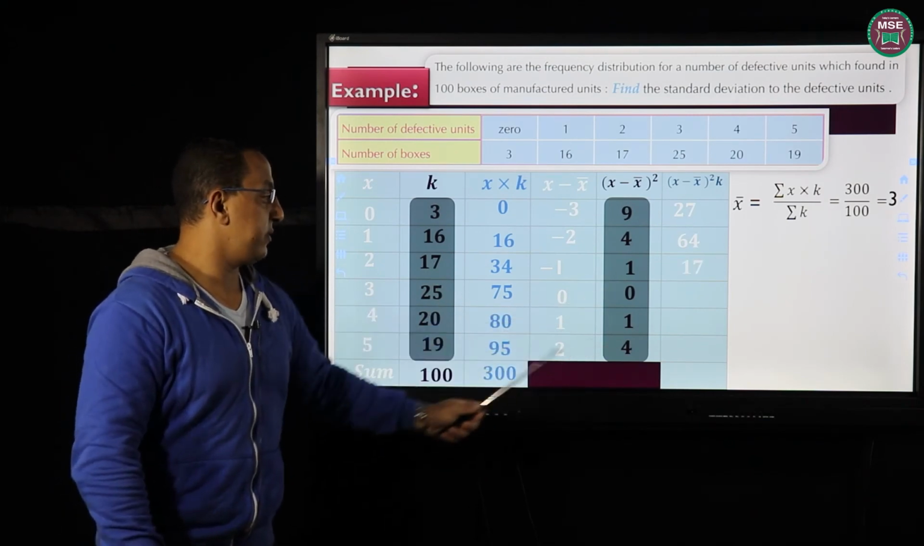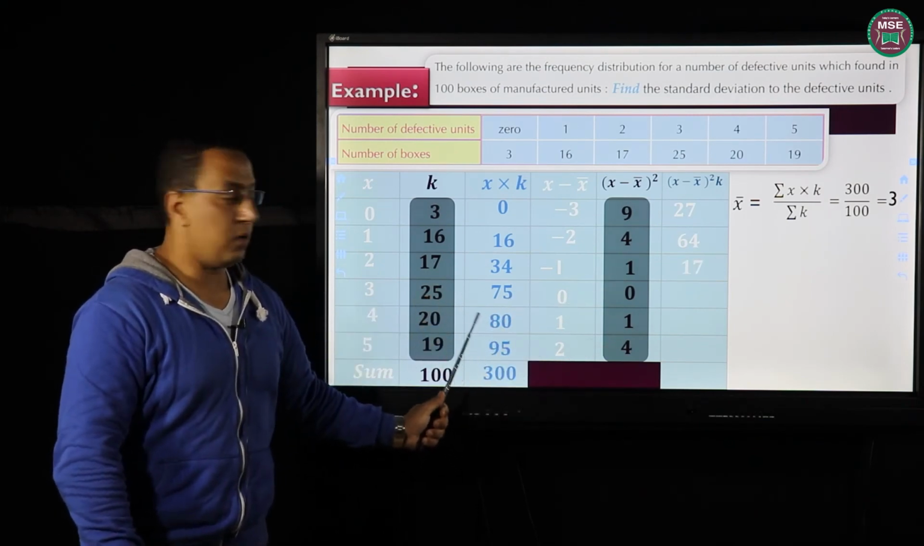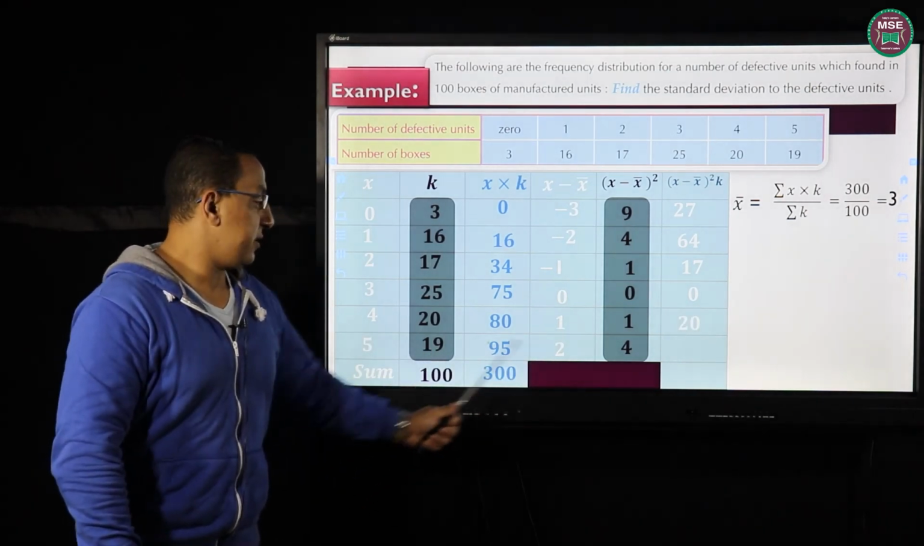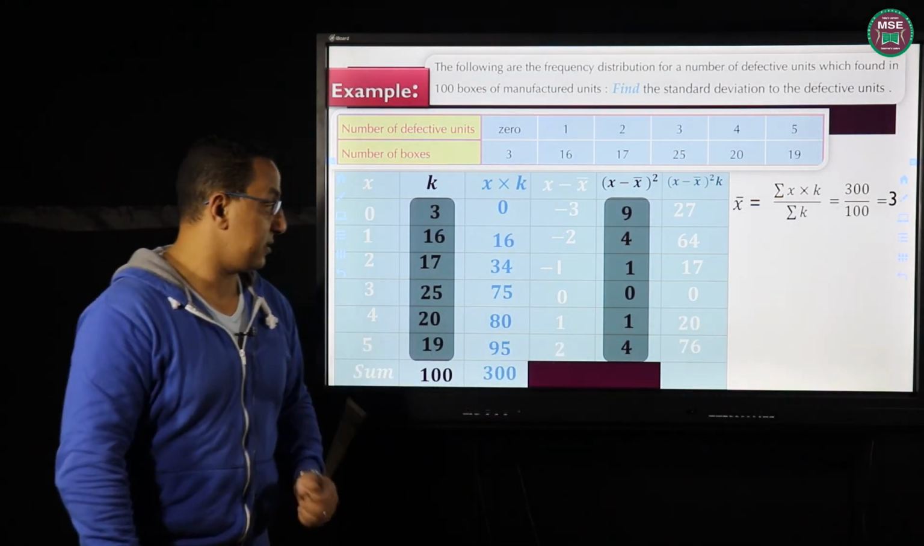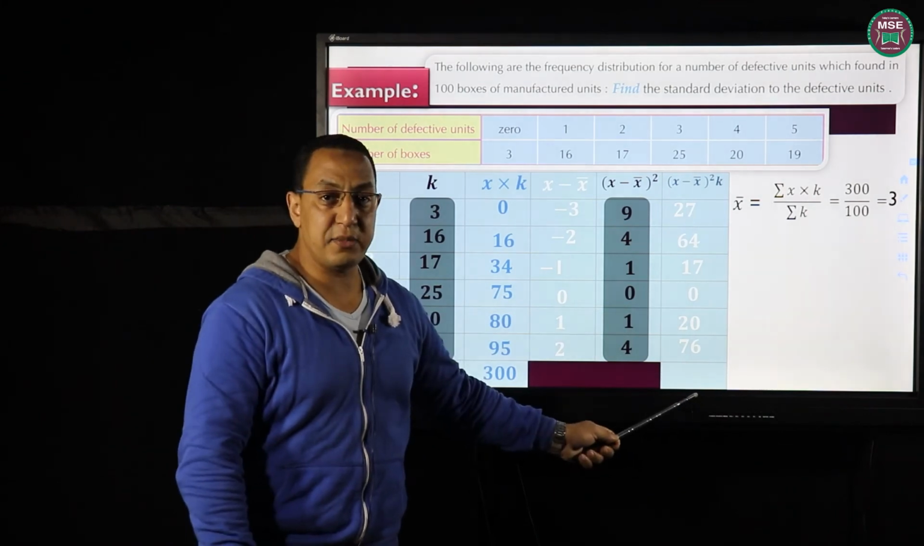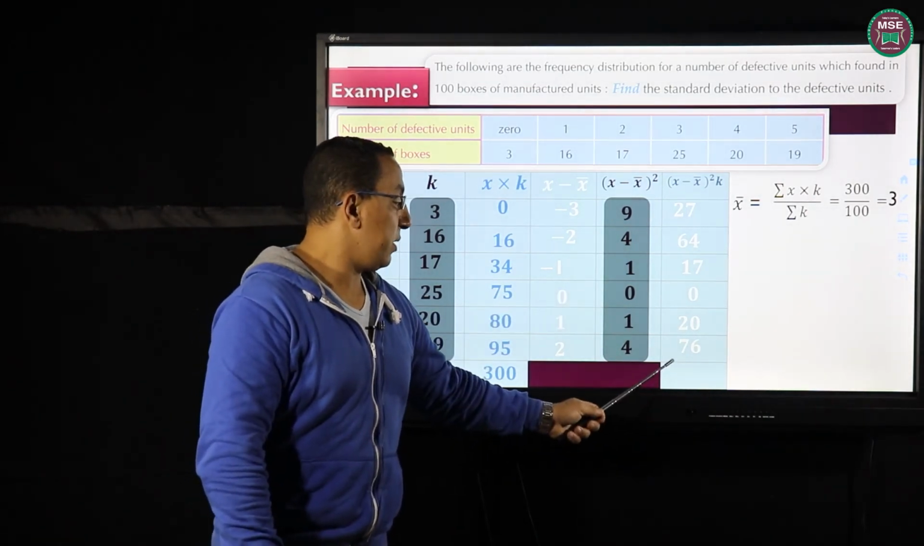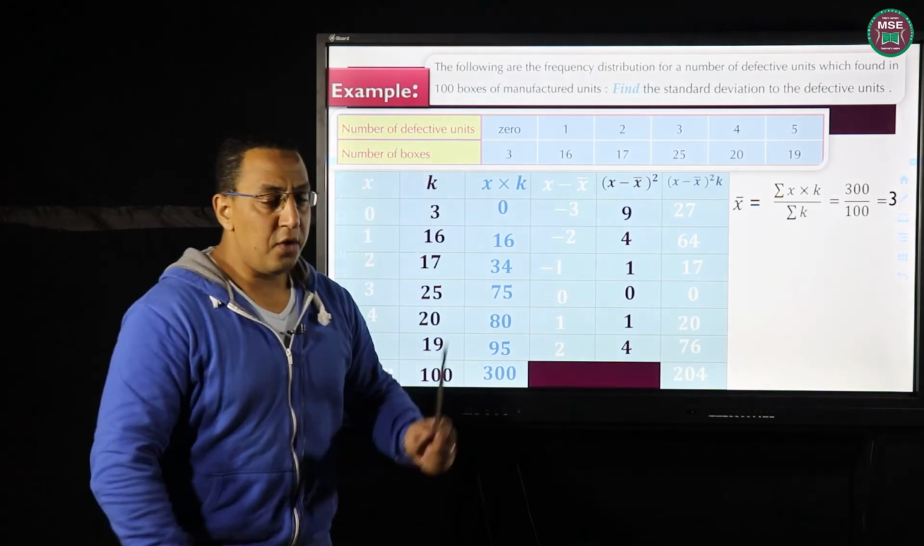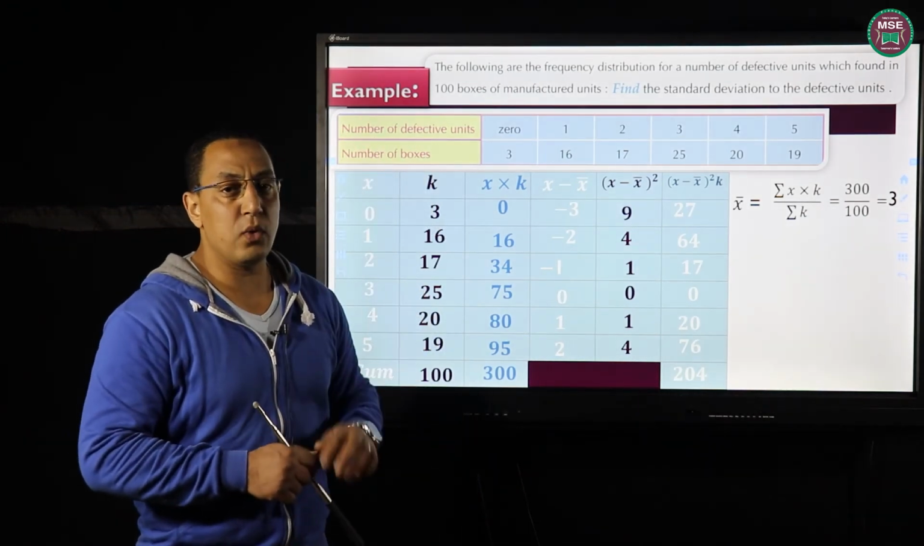17 times 1 equals 17. 25 times 0 equals 0. 20 times 1 equals 20. 19 times 4 equals 76. Finally, I'm going to add this expression. It will be 204. Finally, sigma. What does sigma equal?